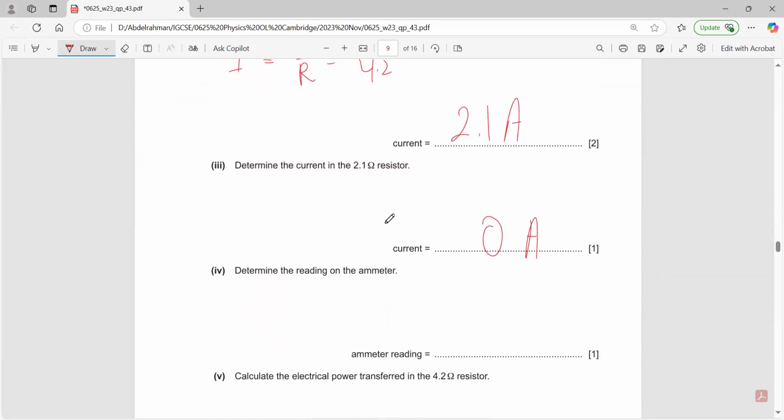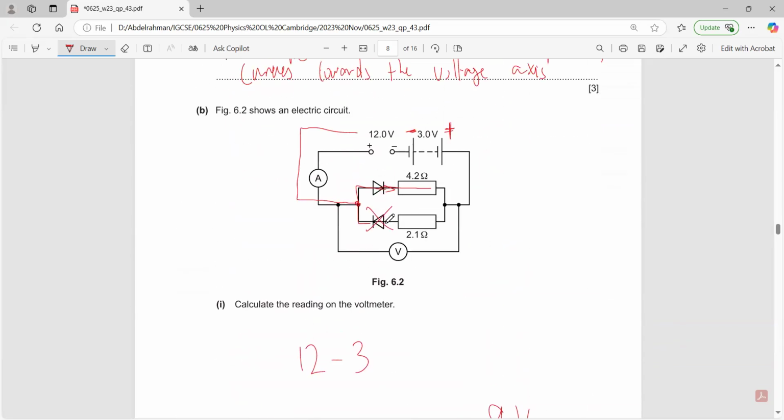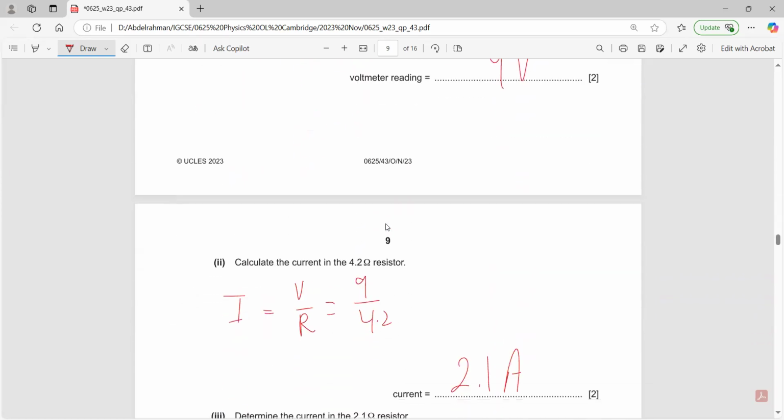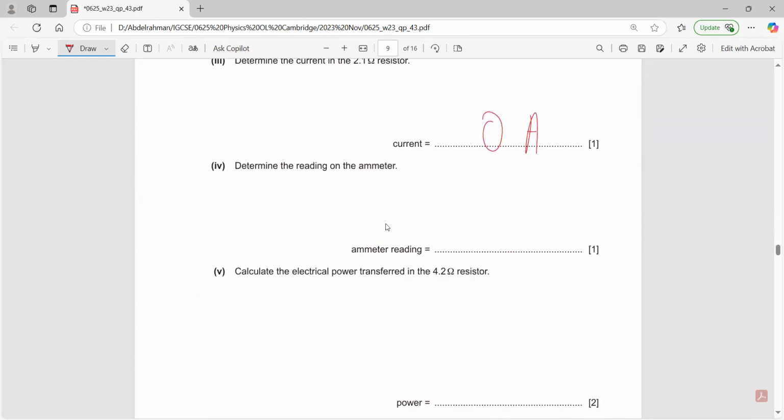Determine the reading on the ammeter. The ammeter shows the total current in this circuit, which is the current in the first resistor plus the current in the second resistor. The current in the second resistor is 0 amperes, and the current in the first resistor is 2.1 amperes. So 2.1 plus 0 is 2.1 amperes. Is it that easy? Yes, it is that easy.